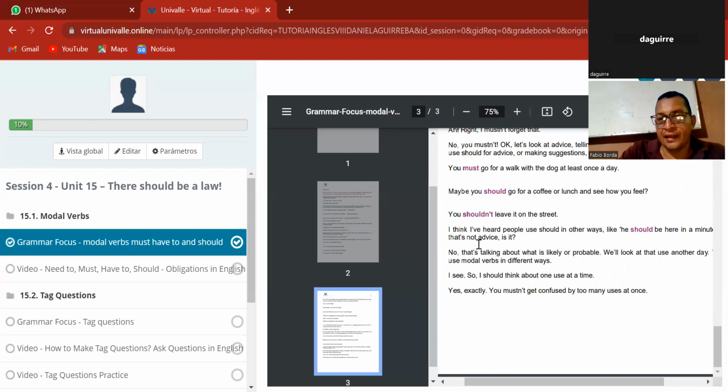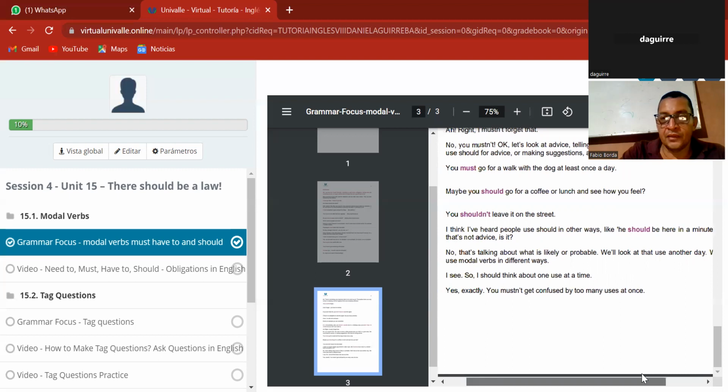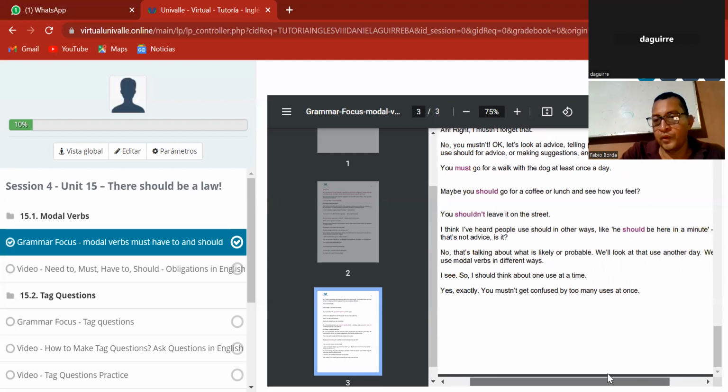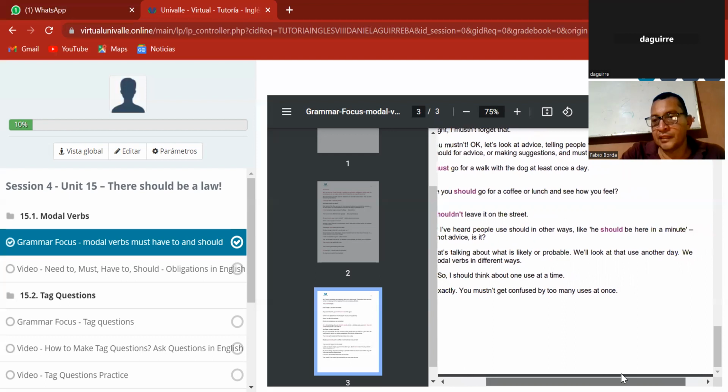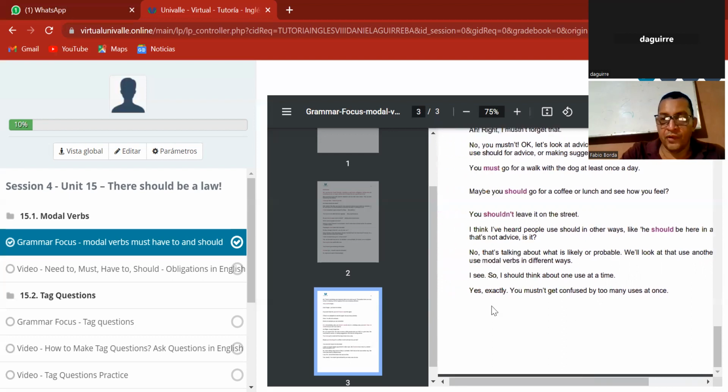I think I've heard people use should in other ways, like he should be here in a minute. That's not advice, is it? No, that's thinking about what is likely or probable. We will look at that use another day. We use modal verbs in different ways. So I should think about one use at a time. Yes, exactly. You mustn't get confused by too many uses at once.